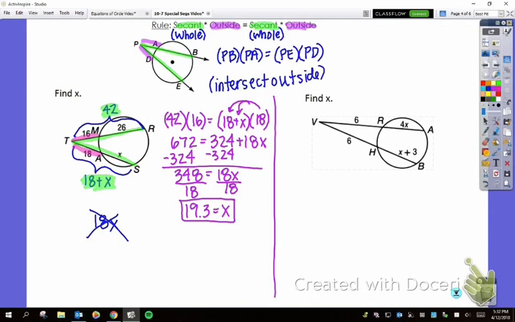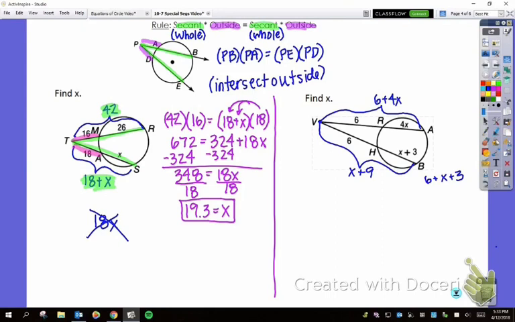Again, we have two secants. They intersect on the outside at point V. So we need to find the whole length from V to A. We've got V to R is 6 and R to A is 4x, so we've got 6 plus 4x. Then we've got the other whole side from V to B, which is 6 plus x plus 3, which ends up giving us x plus 9.